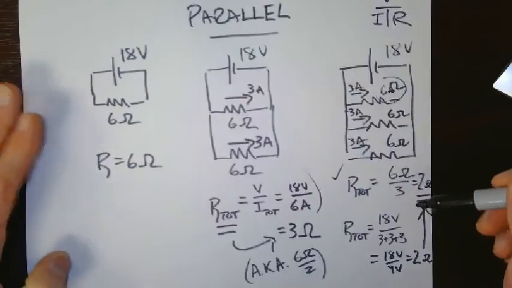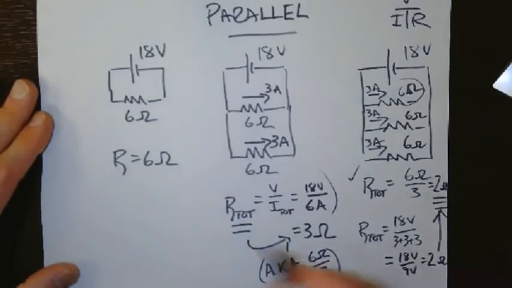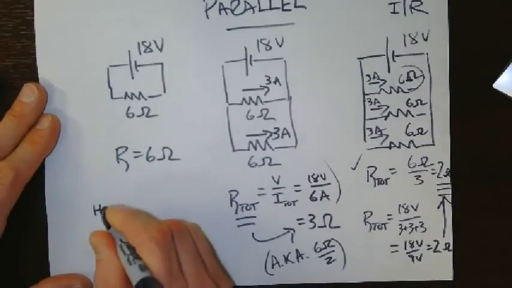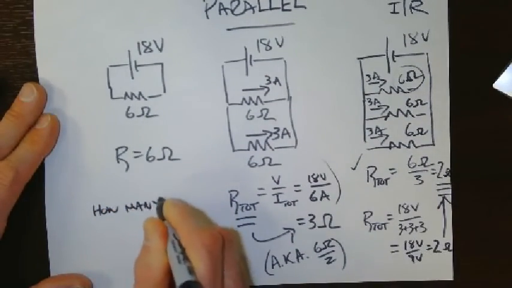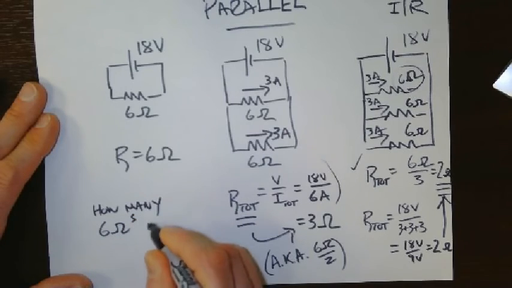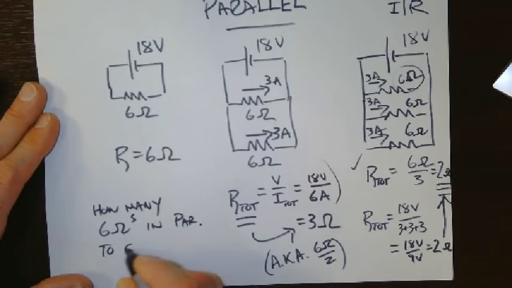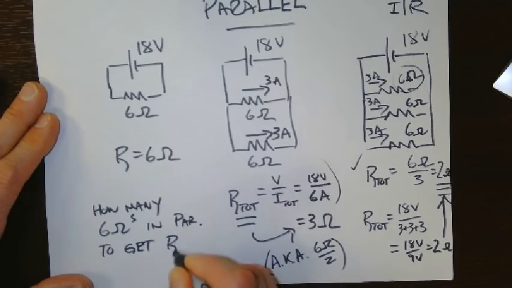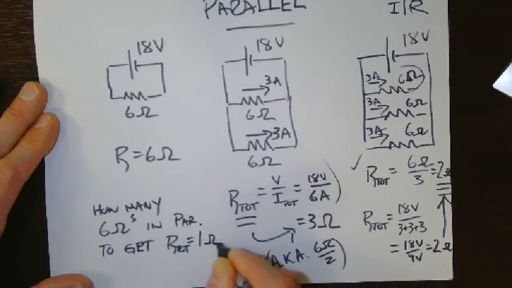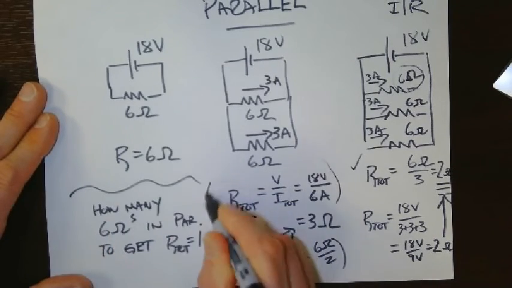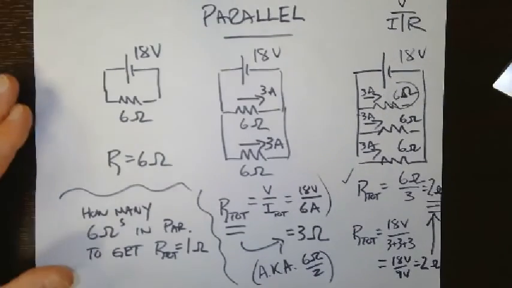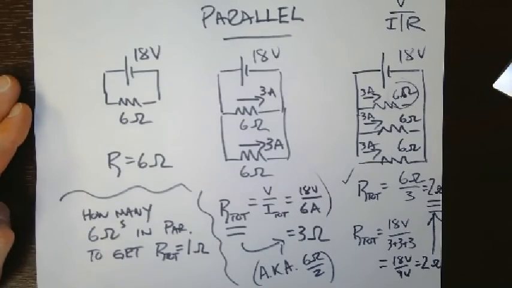Okay? So one thing I'll put as a question just for you to think about is, how many 6 ohm resistors in parallel to get our R total equal to 1 ohm? Think about that for a minute. If you want, pause the video. How many 6s would it take to give you an overall resistance of 1 ohm?